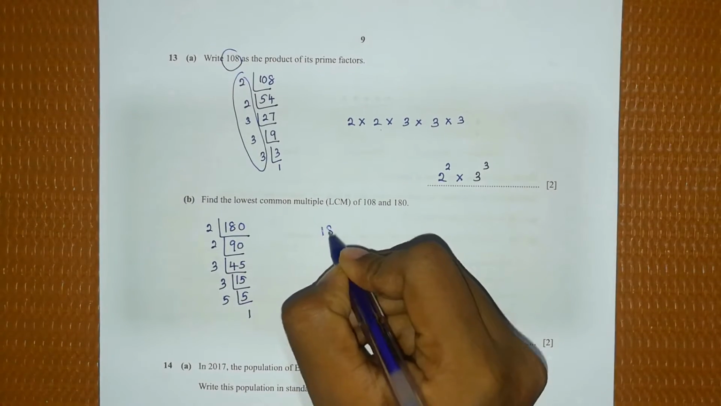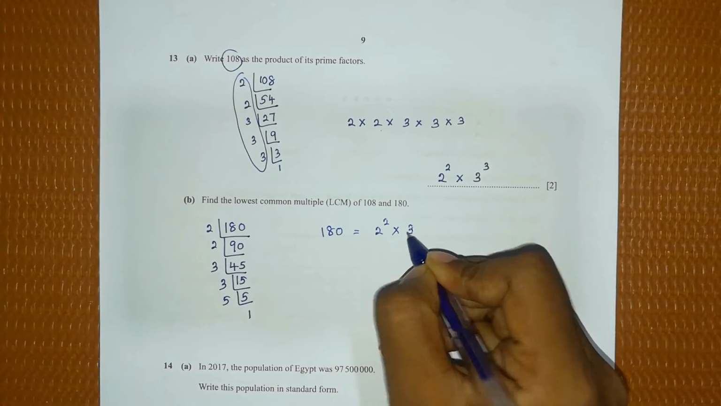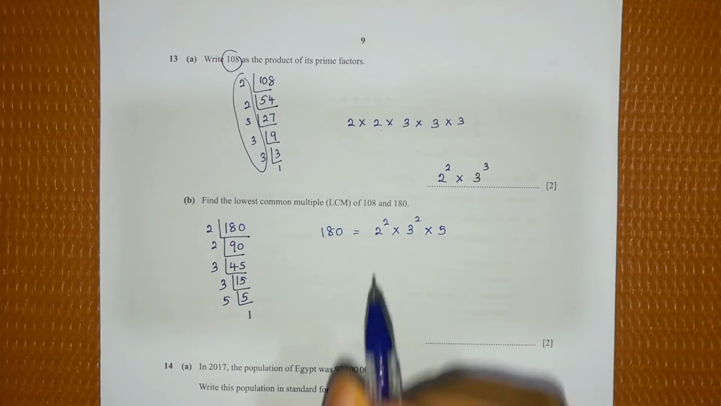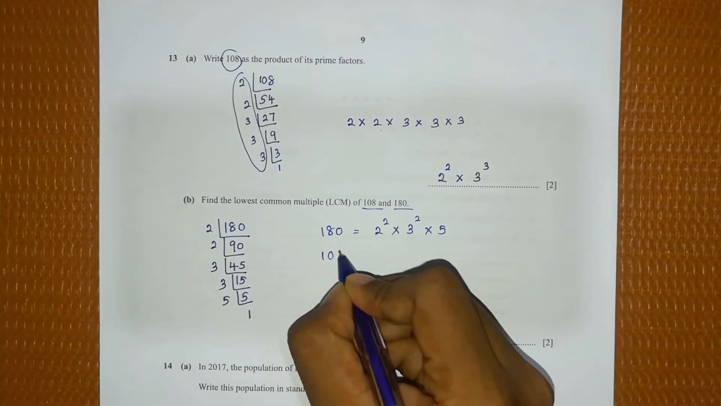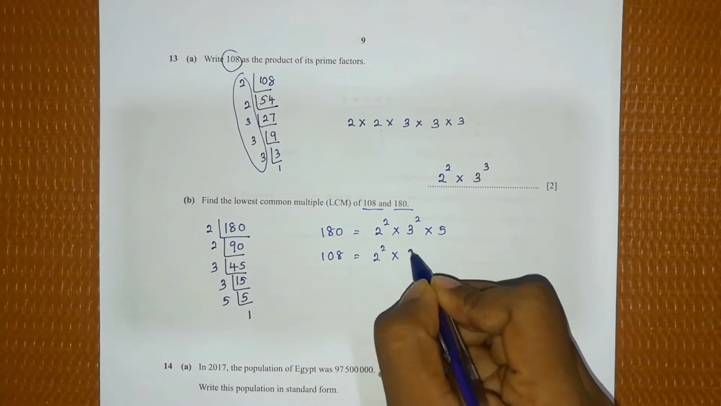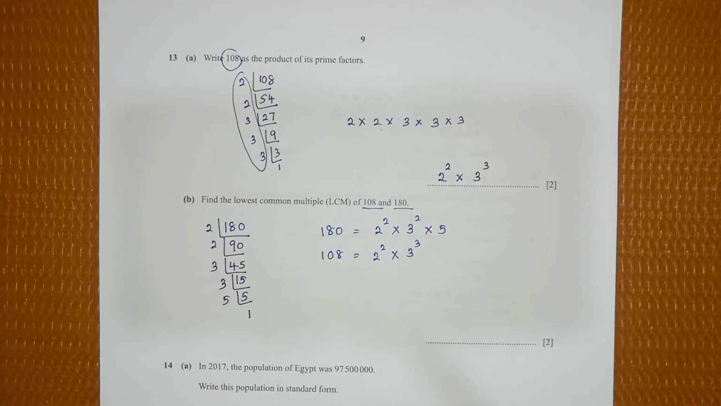Then 180 can be written as 2 to the power 2, 3 to the power 2 and 5 to the power 1. Now we have to consider 180 and 108. I am writing 108 using the previous answer, 2 to the power 2, 3 to the power 3. Now when you look at these two numbers, you will notice 2, 3, 5 are the prime factors that are used to write the two numbers.